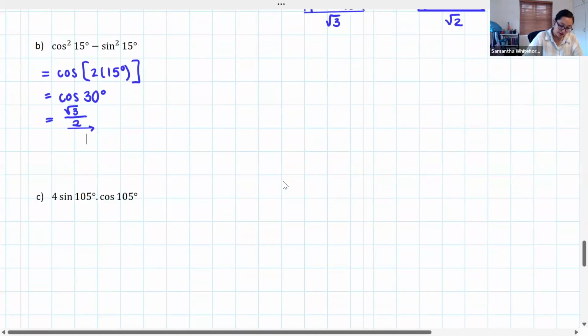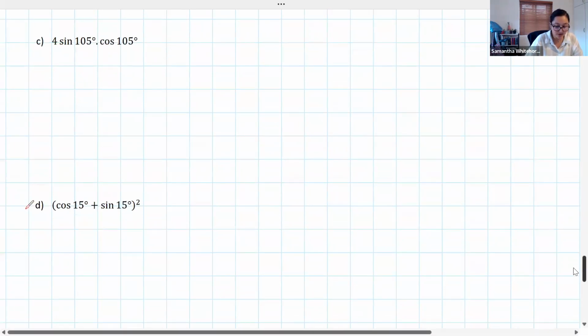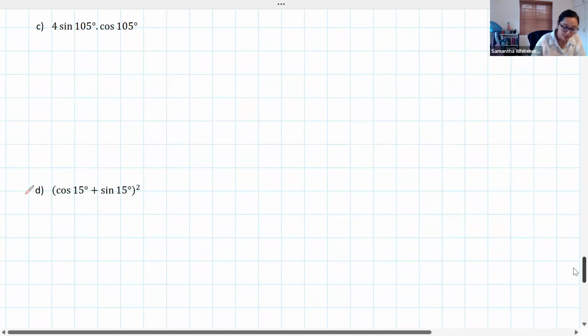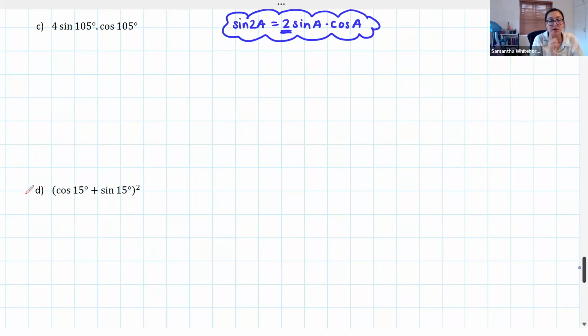So if we have a look at question C, what we have here is 4 sine 105 times cos 105. The angles are fine, they match up, but the problem is my sine identity for a double angle is 2 sine A times cos A. That coefficient is 2, not 4. So once again, there's some manipulation required of me. If I've got 4 but I need a coefficient of 2, why don't I just take out a highest common factor of 2?